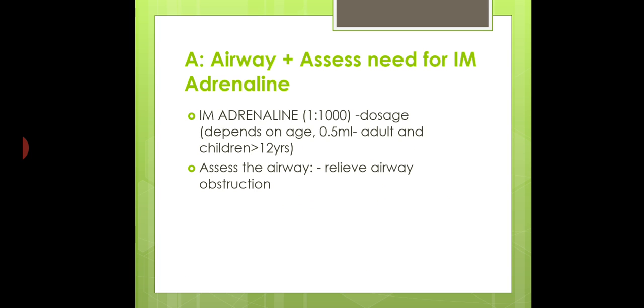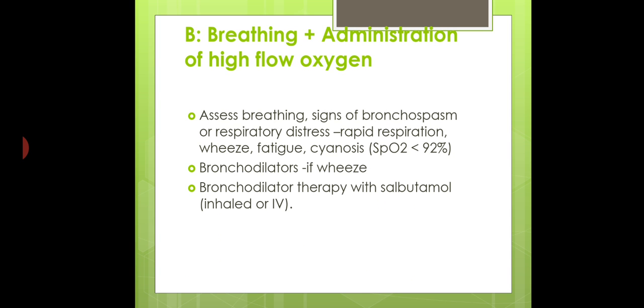So coming to ABCDE approach, first A, airway plus assess need for IM adrenaline. IM adrenaline, the dose can vary, depends on age. Concentration is 1:1000 and 0.5 ml in adult and children more than 12 years. And assess the airway, relieve airway obstruction. Next, breathing plus administration of high flow oxygen.